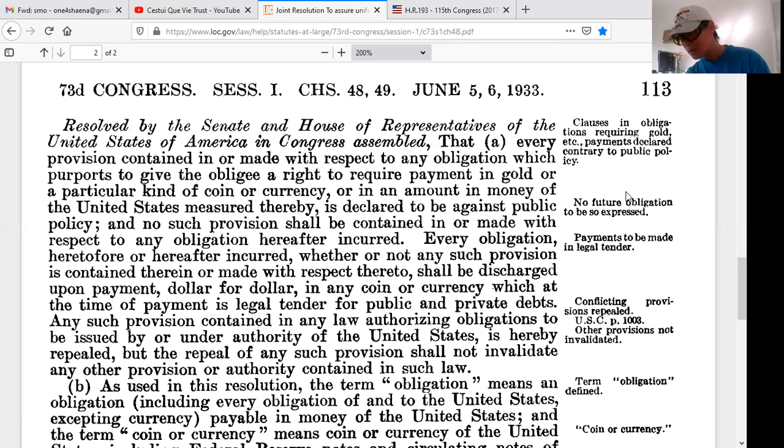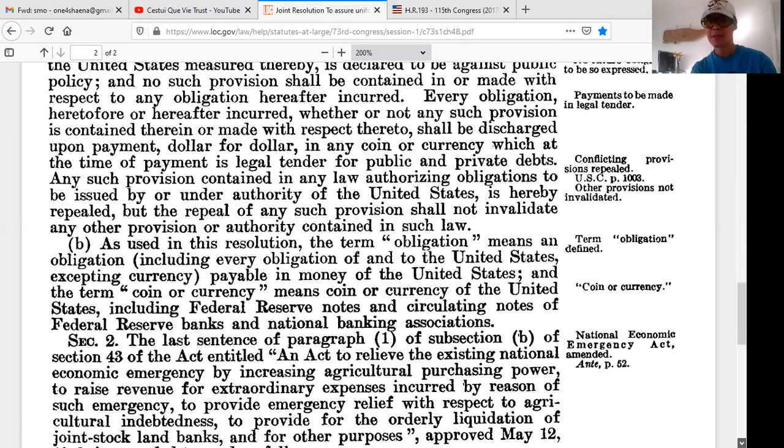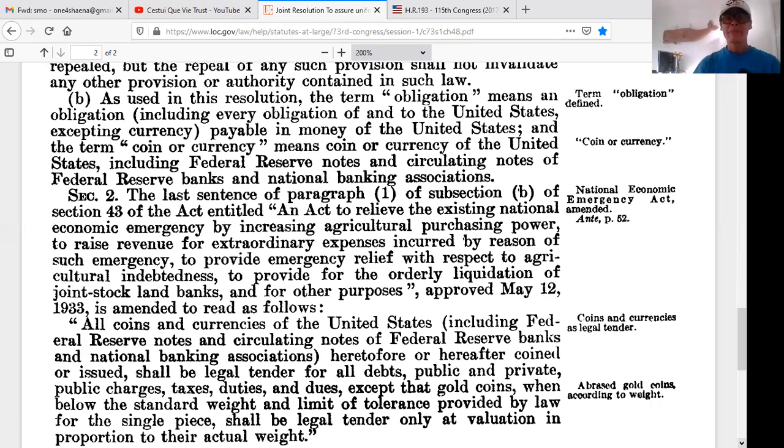(b) As used in this resolution, the term obligation means an obligation, including every obligation of and to the United States, excepting currency, payable in money of the United States, and the term coin or currency means coin or currency of the United States, including Federal Reserve notes and circulating notes of Federal Reserve banks and national banking associations.